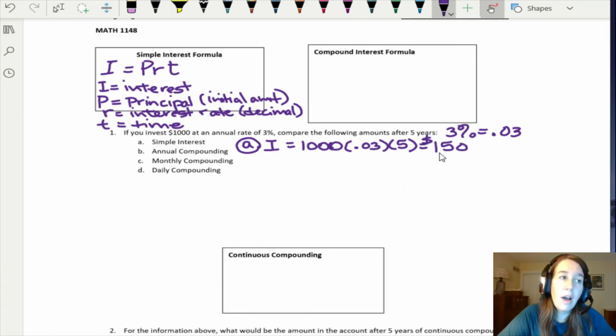Now obviously that $150 is actually the interest. Obviously if you have $1,000, you also get the $1,000 back. So the total amount after 5 years, the amount at time 5, is equal to $1,150.